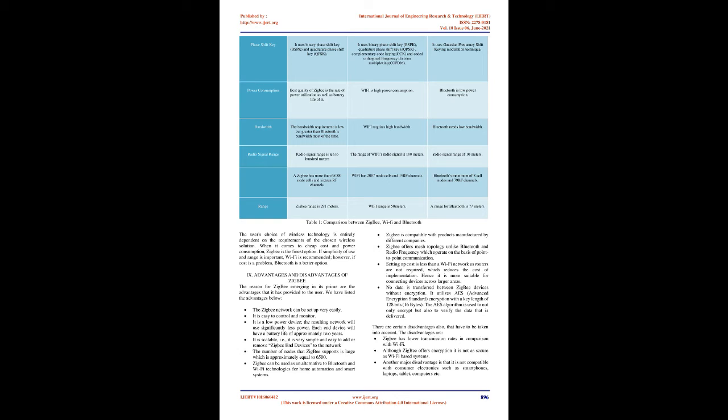Range. Zigbee range is 291 meters. Wi-Fi range is 50 meters. The range for Bluetooth is 77 meters. Table 1, comparison between Zigbee, Wi-Fi, and Bluetooth.